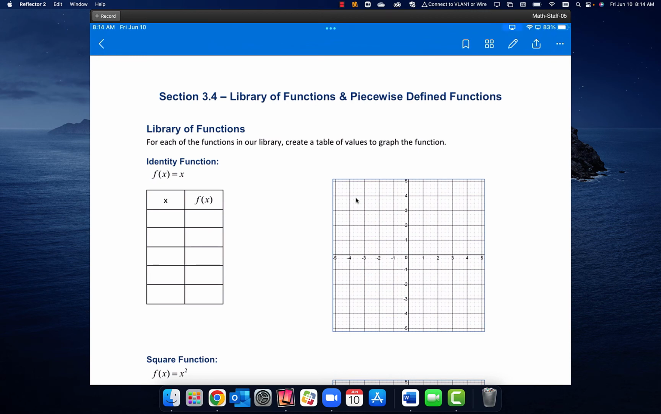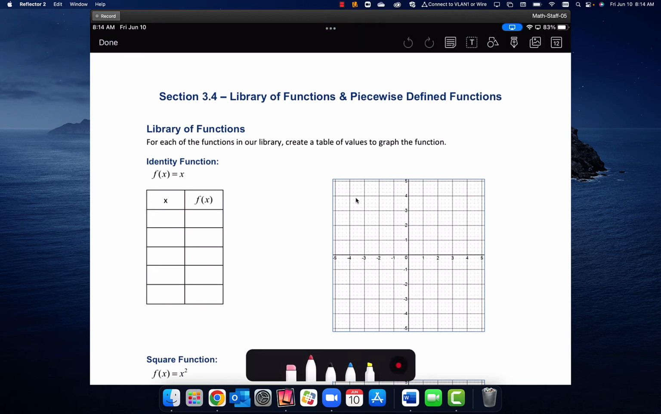Library of functions. For each of the functions in our library, create a table of values to graph the function. The first one we have is the identity function. We're just going to choose arbitrary numbers for x. X is our independent variable, so it can be anything we want it to be.